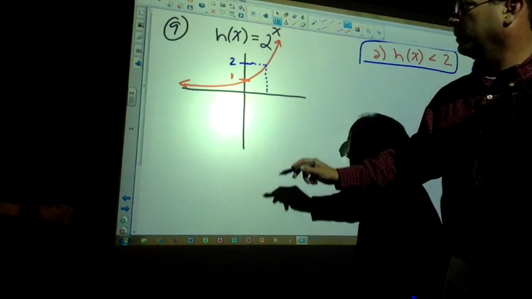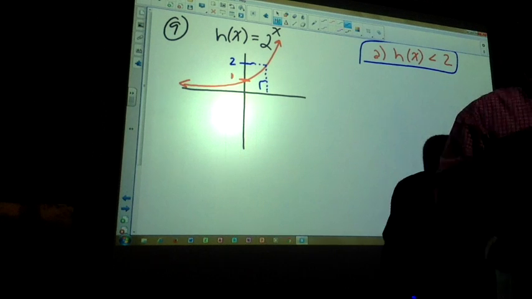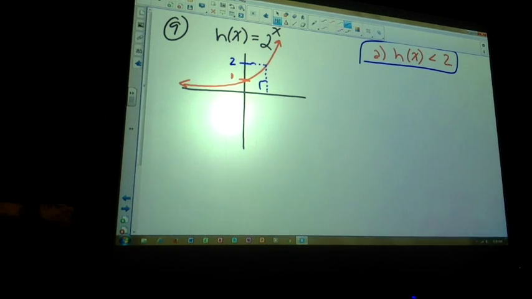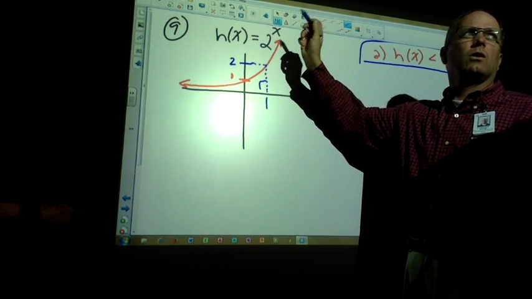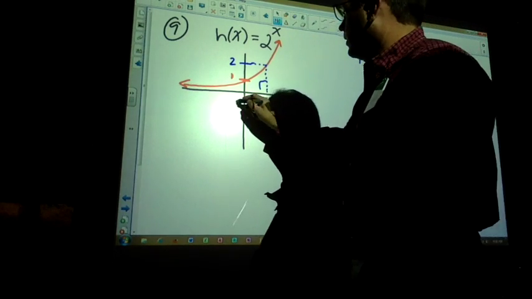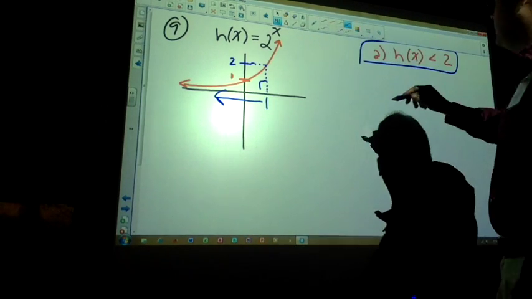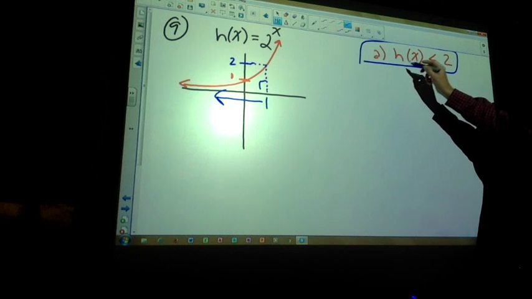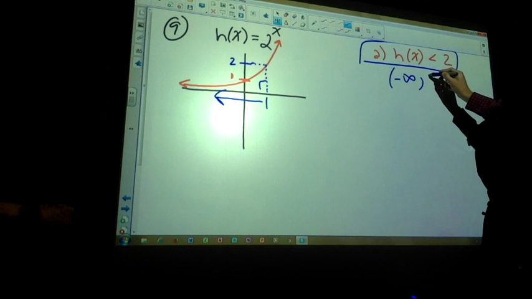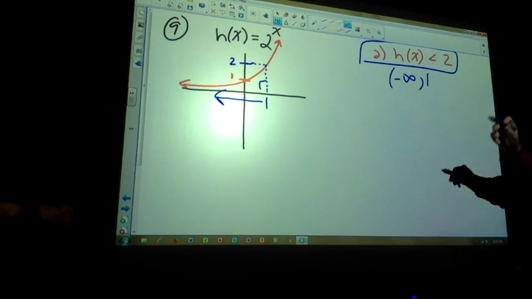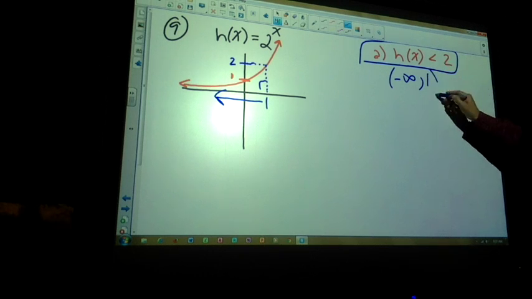So that's basically what I'm doing. I'm creating that rectangle. And take a look, it looks like 1. Would that make sense? If I plugged in 1, 2 to the first power is 2. So from here this way, I'm going to be getting less than 2. So I'm going to say that the values from negative infinity all the way up to 1 is a square or rounded bracket. Rounded, not including it. Yeah, we're not including it. Okay?